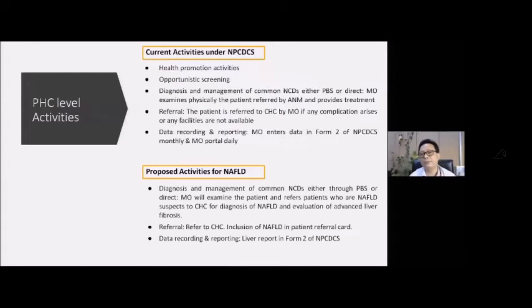At the PHC level, the medical officers diagnose the common NCDs through the population-based screening system, or they examine the patient with NAFLD in focus and refer them to the CHC for diagnosis, etc. This is also some of the activities we are proposing at the PHC level. So the diagnosis and the referral is at the PHC level, and this is already recorded in Form 2, and we will try to put in the liver component there.